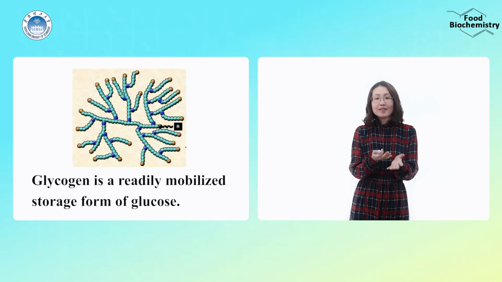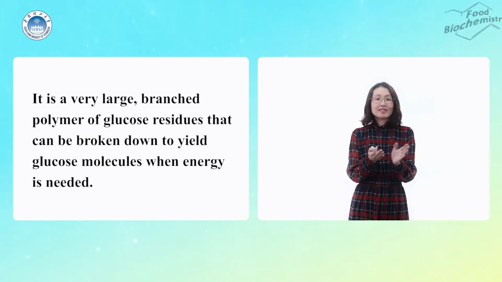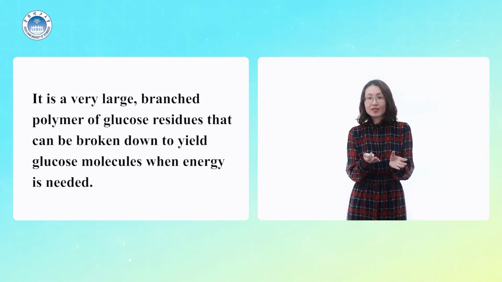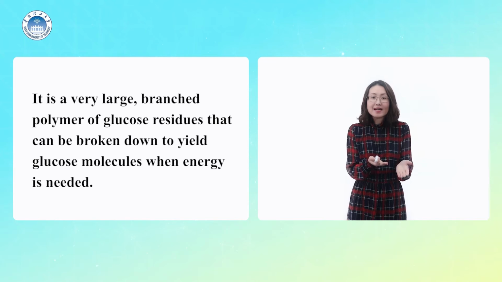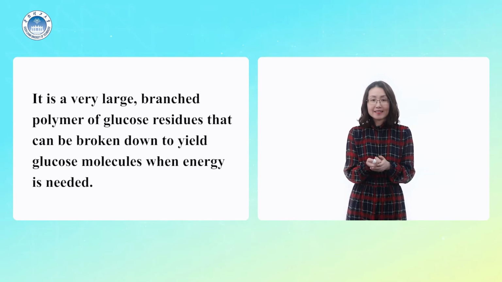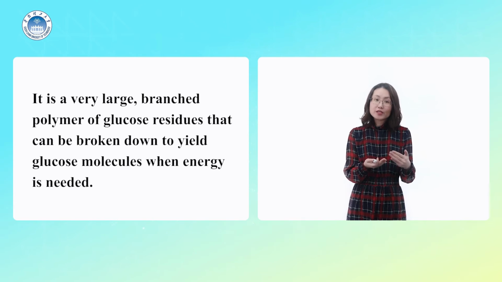Glycogen is a readily mobilized storage form of glucose. It is a very large branched polymer of glucose residues that can be broken down to yield glucose molecules when energy is needed. Signaling catalysis leads to the mobilization of glycogen to produce glucose, an energy source for cyclists.